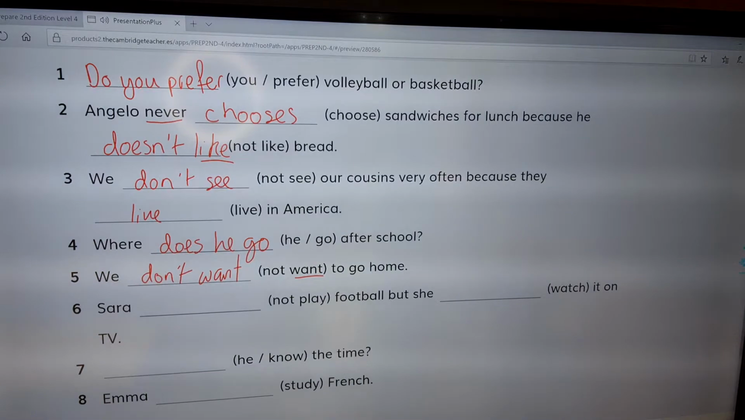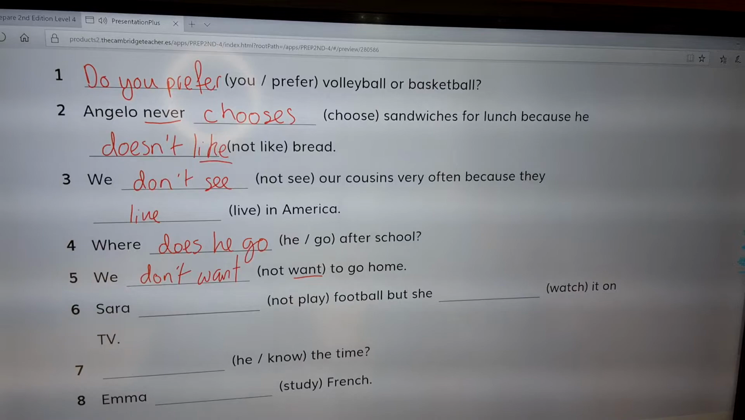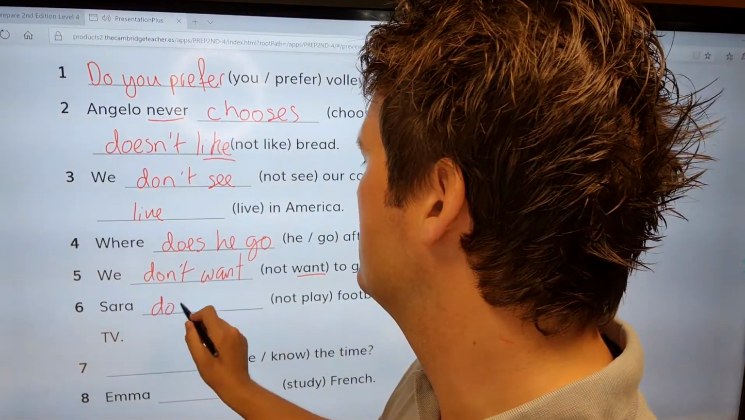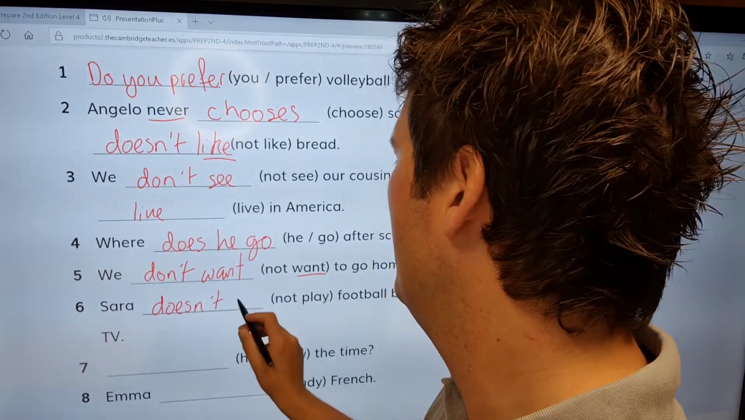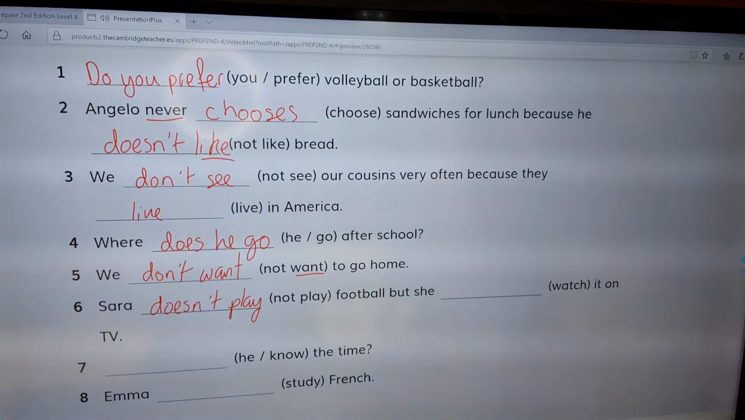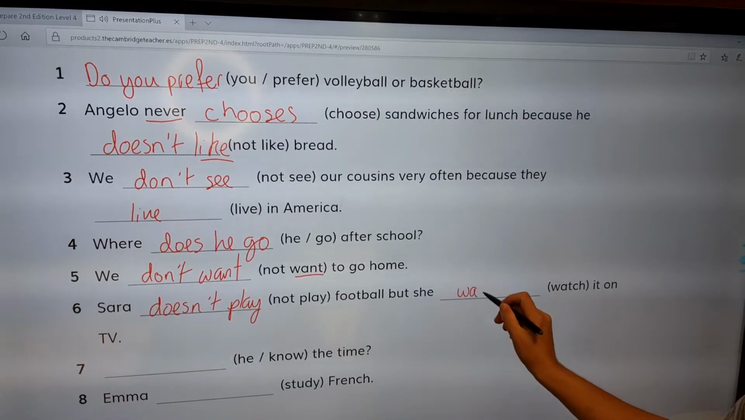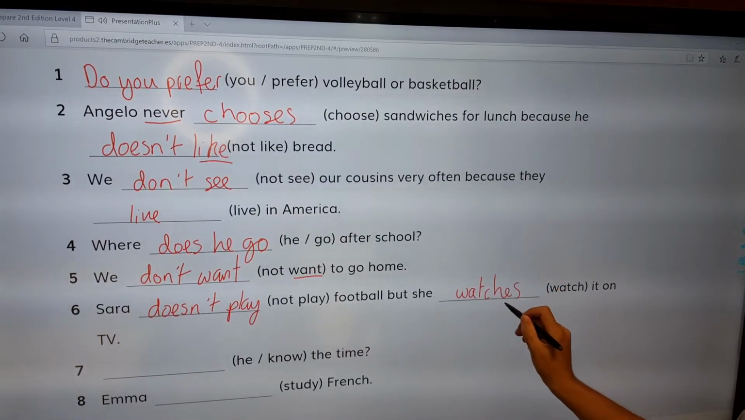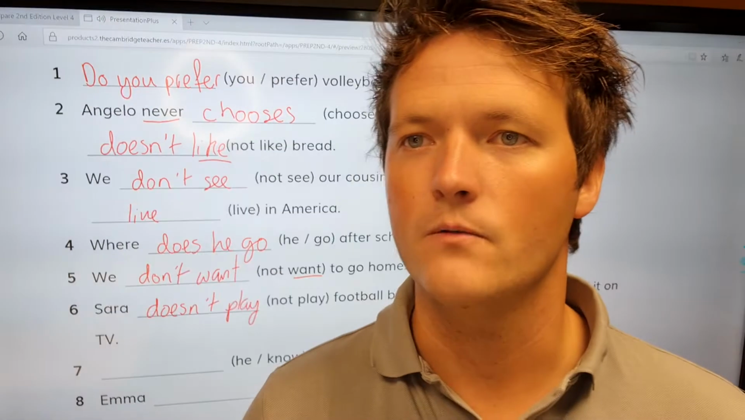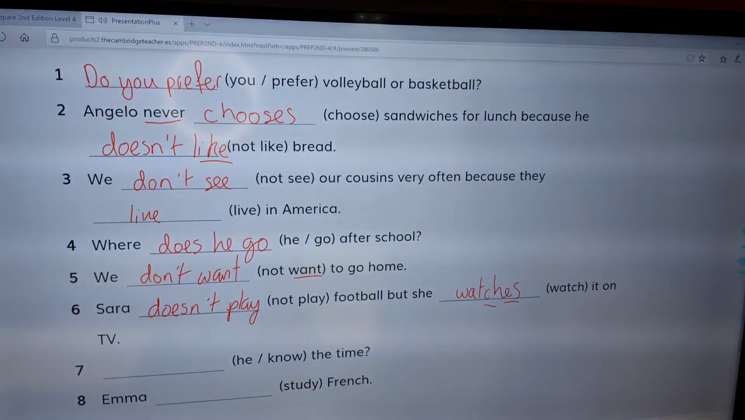Number 6 says, Sarah not play football, but she watch it on TV. So, in general, the reality in her life is that Sarah doesn't play football, but she watches, be careful with the word watches, we have to put ES at the end, right? She watches it on TV, because it ends in CH, the verb we put ES at the end.